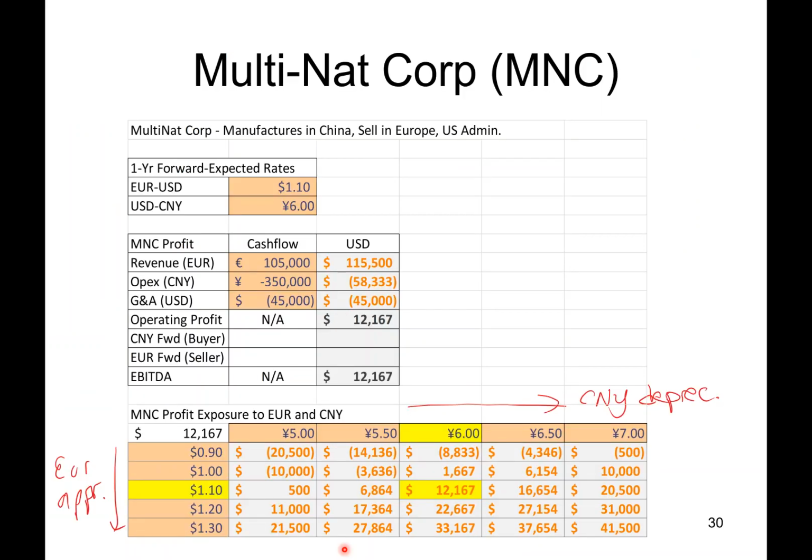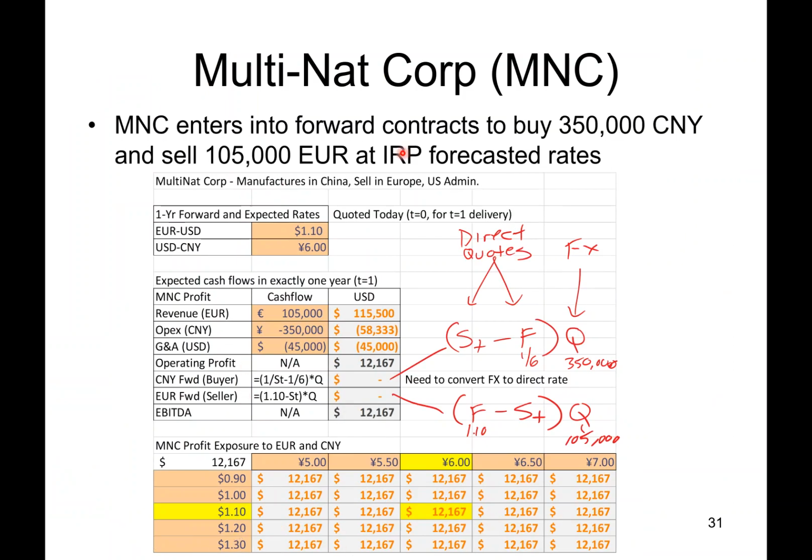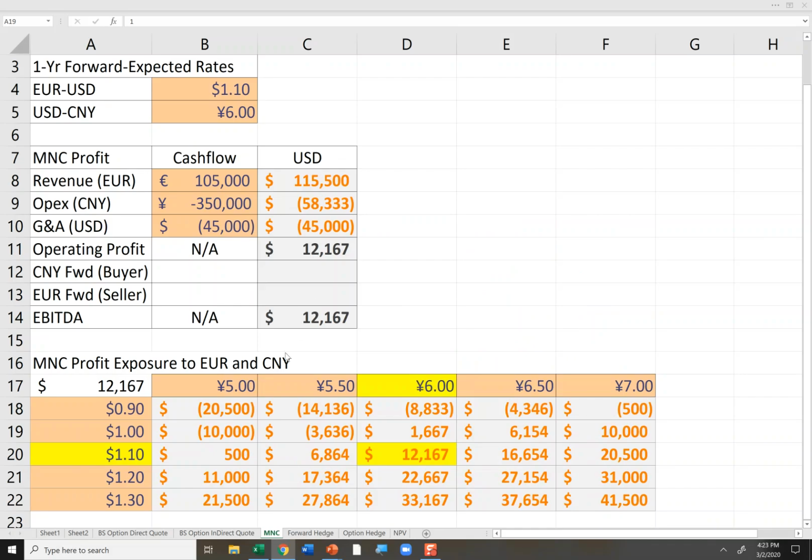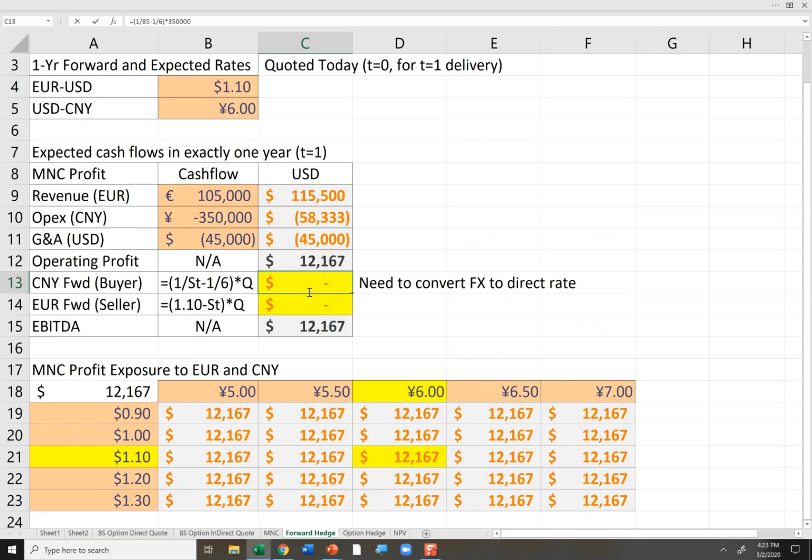So let's look a little bit farther. Say they want to hedge their position, and what they're going to do is enter into a forward contract to buy 350,000 yuan and enter into a forward contract to sell 105,000 euro at these two prices, 1.10 and 6. So when I put that into my spreadsheet, if I go to forward hedge, I already put it in there for you.